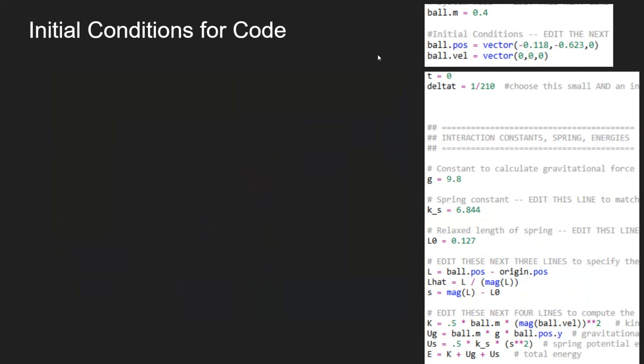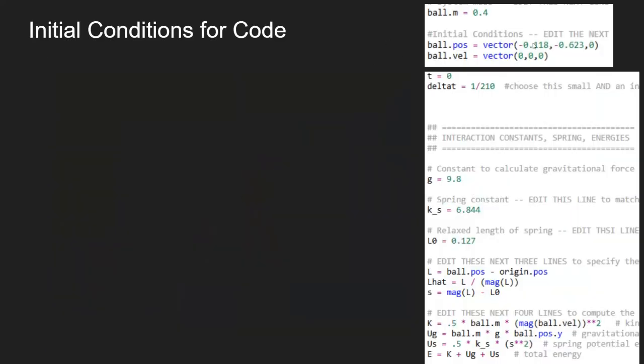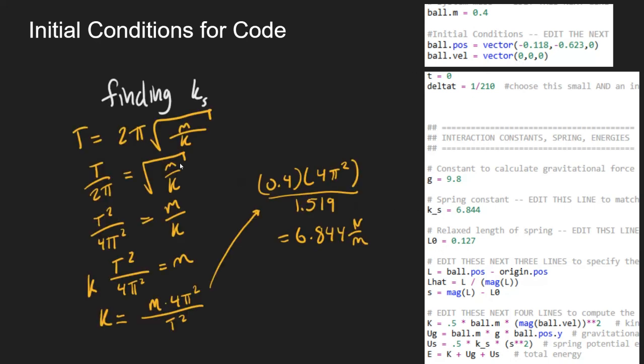So these are the initial conditions for my code. The ball mass we were given is 0.4. Sorry, the spring mass. So this ball, the spring position: all I did was see where my cursor was, and it ended up being here at the initial negative 0.118, negative 0.623 meters, and then the initial velocity was equal to 0 because it was dropped from the guy's hand. One of the important things here is the spring constant K.